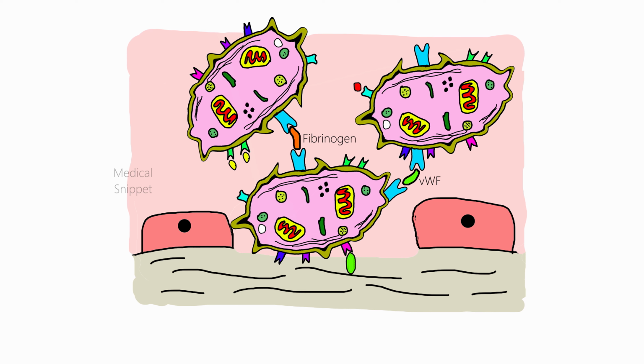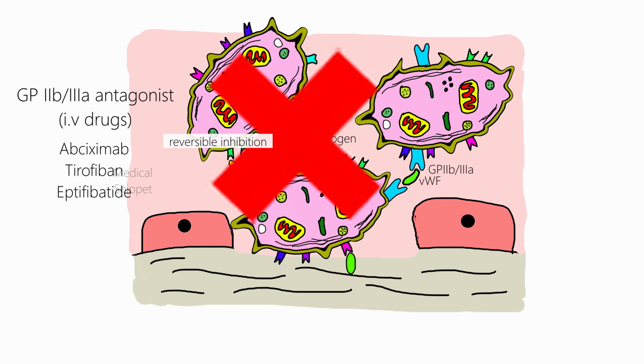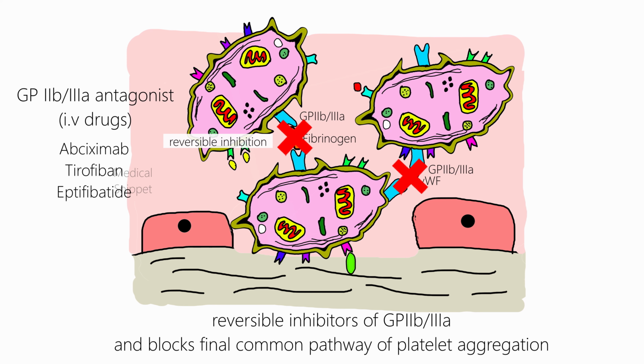The next antiplatelet drugs are glycoprotein 2b, 3a antagonists. These are abciximab, tirofiban, and eptifibatide. These drugs reversibly inhibit platelet aggregation by preventing the binding of fibrinogen, von Willebrand factor, and other adhesive ligands to GPIIb3a, thereby blocking the final common pathway to platelet aggregation. All the drugs come in intravenous formulation.